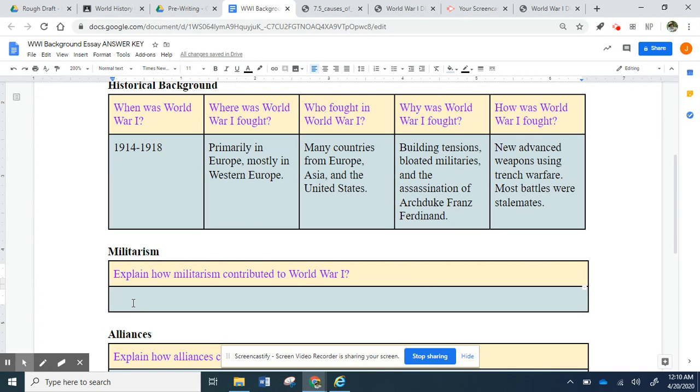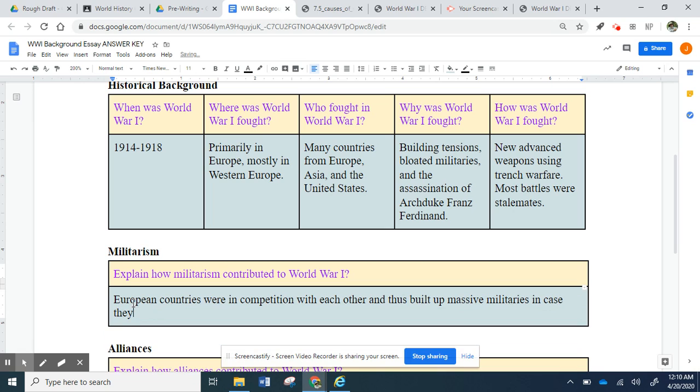So the next part is saying explain how militarism contributed to World War I. European countries were in competition with each other, and thus built up massive militaries in case they went to war with each other.